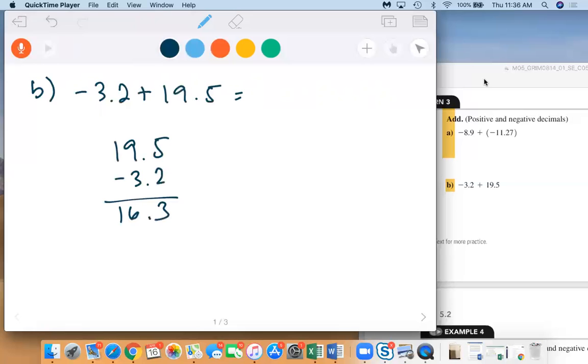Now, this number is bigger and it's positive. That means our answer is positive. Now, if this number was negative and this was positive, that means that the answer would be negative. So remember, you go to whichever absolute value is bigger, you take that sign, that's going to be the sign of your answer. All right.